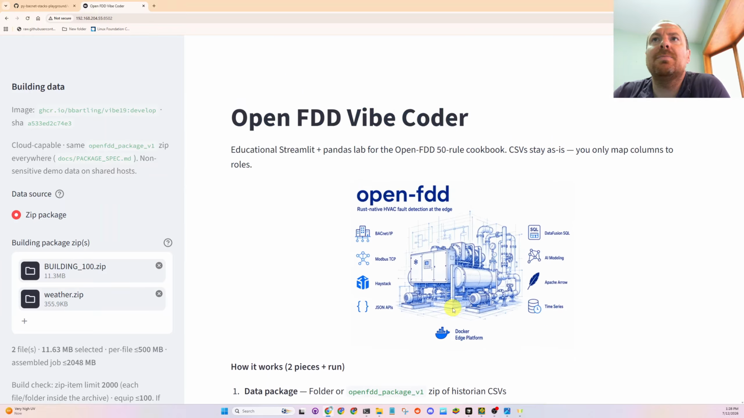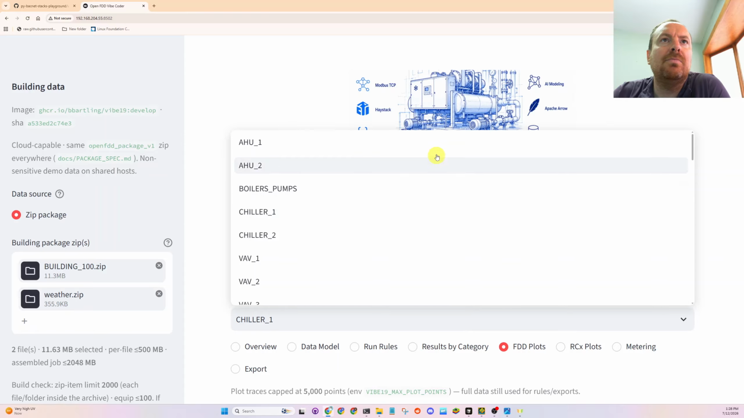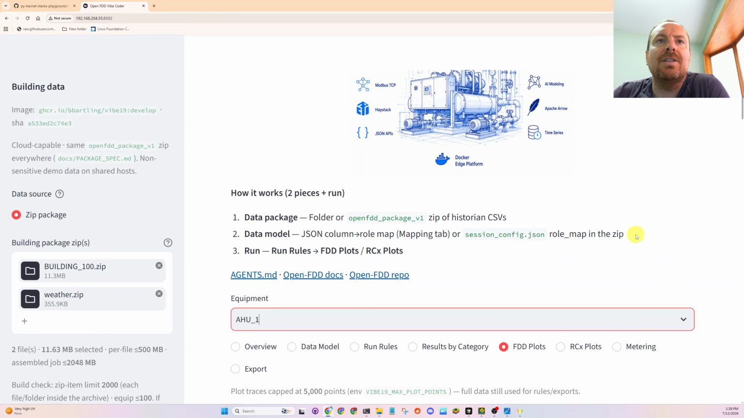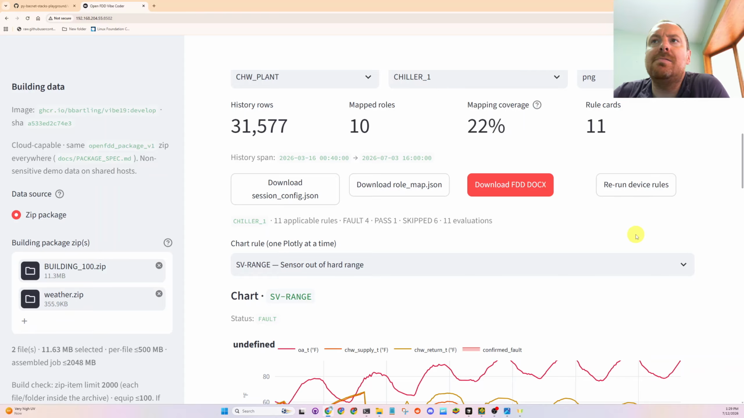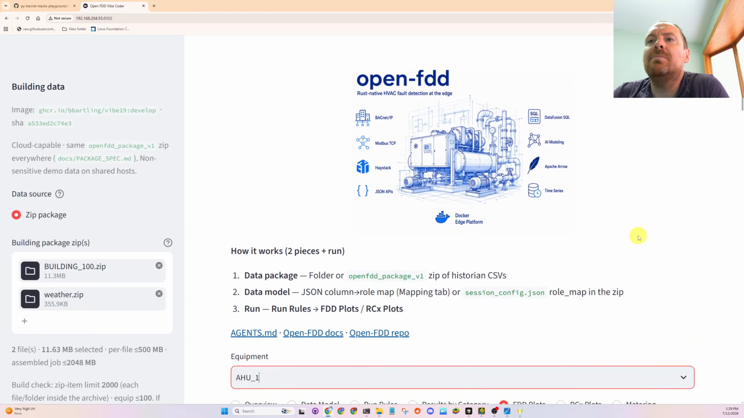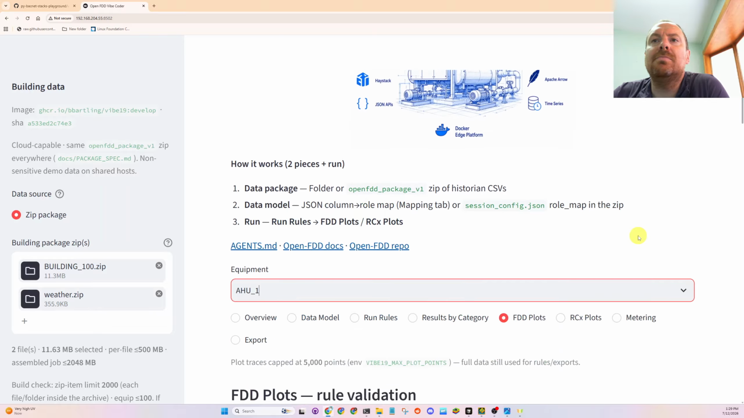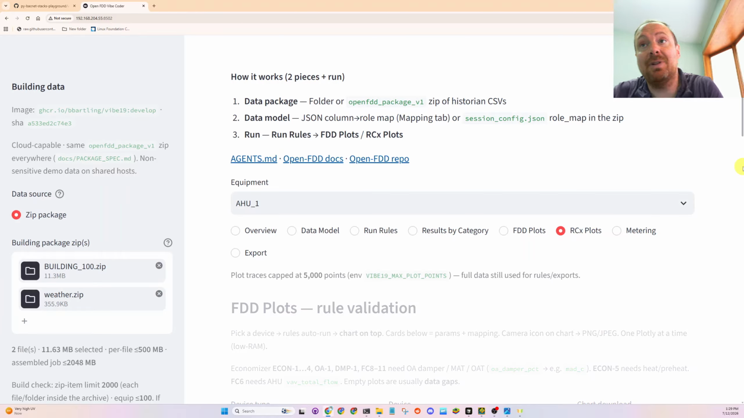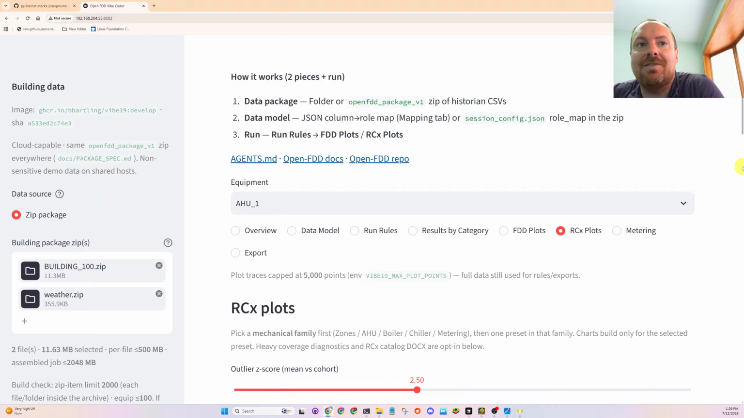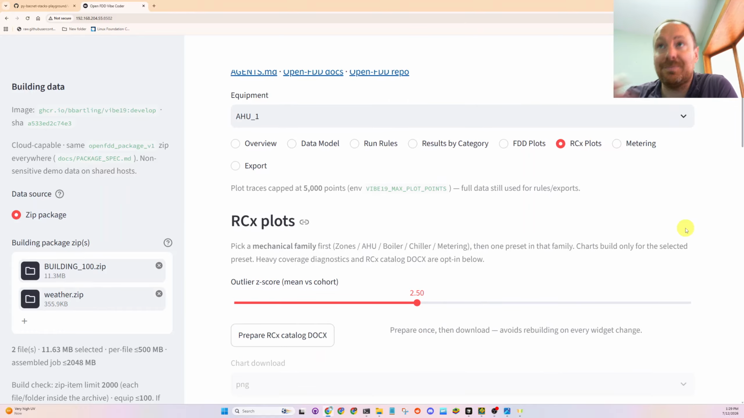Okay, so let's, I think we did look enough at the air handling units. I'm just going to go right to these RCX plots. So this is just very generic retro commissioning is what RCX stands for. So fault detection plots and retro commissioning plots.